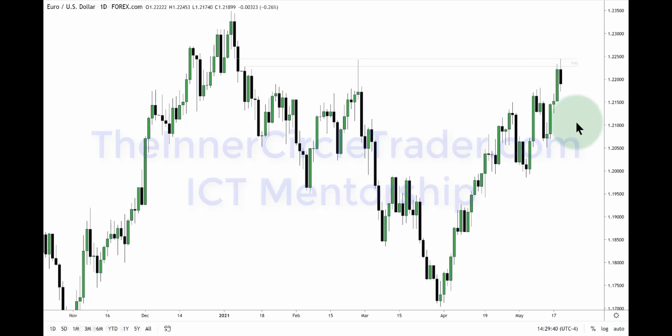One down day doesn't begin a bear market. It needs to give us a break in market structure. It needs to show other things, and we just don't have that yet.